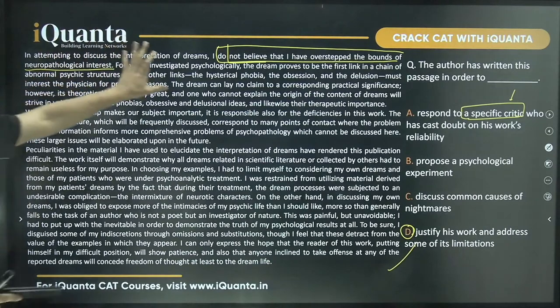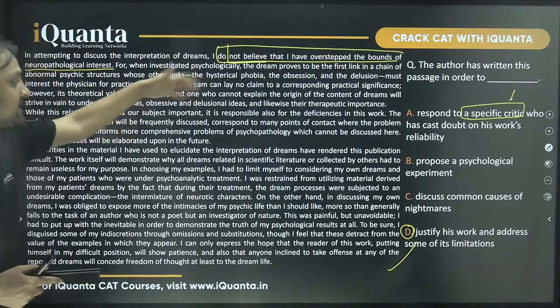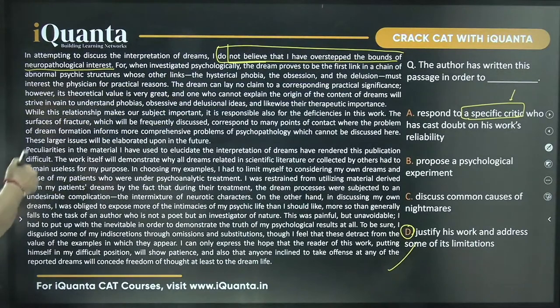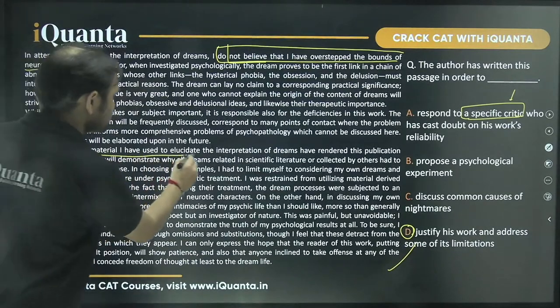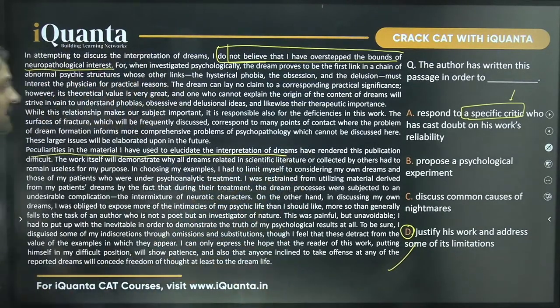So in this first part, basically he is explaining his work, and here in this part, peculiarities in the material I have used to elucidate the interpretation of dreams have rendered this publication difficult. The work itself will demonstrate why all dreams related in scientific literature or collected by others had to remain useless for my purposes. In choosing my examples, I had to limit myself.